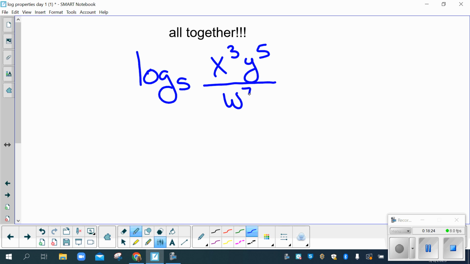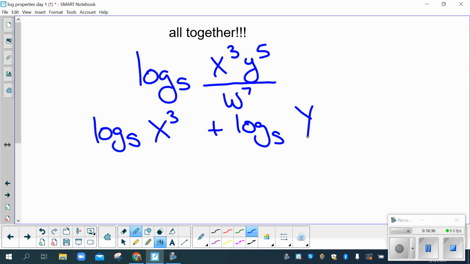How'd you do? Did you do this? So here's what I'm going to have. I'm going to say log 5. I'm going to start with x to the third. I'm going to put him there. And then I'm going to go log 5, and then I'm going to go y. Let's see if this will work. And then I'm going to go minus log 5 w, to the 7.